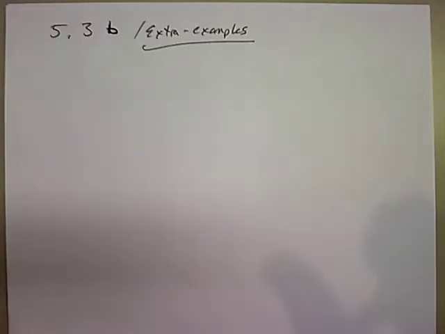All right, here we're going to look at 5.3b. There's some more examples of multiplying matrices. So one thing I like to do when it comes to dealing with matrices is I like to test things. I like to see, does this work? And so part of that is I want to see if matrices act like numbers.